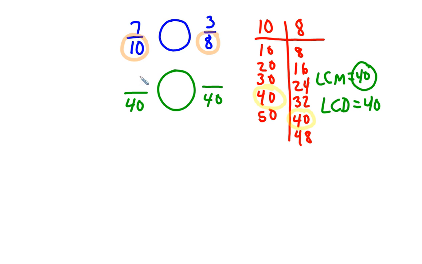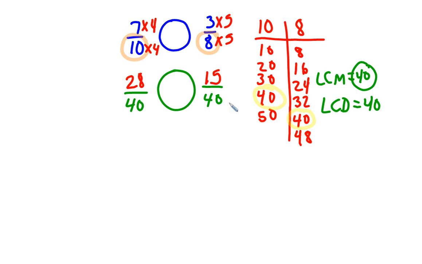Let's first find the numerators. So we ask ourselves, well, what times 10 gives us 40? And I know that 10 times 4 gives us 40, so I multiply the top by 4 as well. 7 times 4 gives me 28. 8 times 5 gives me the 40, so 3 times 5 gives me 15.